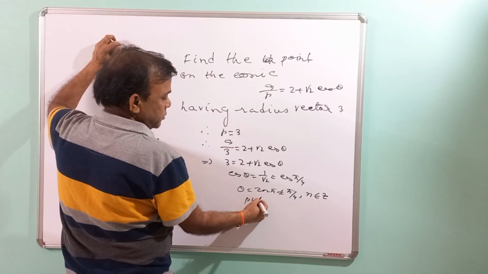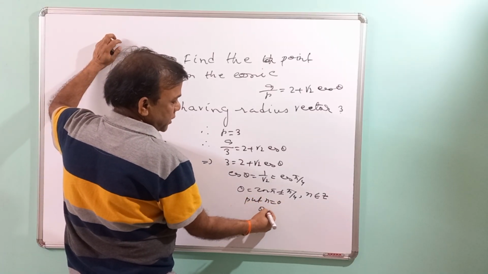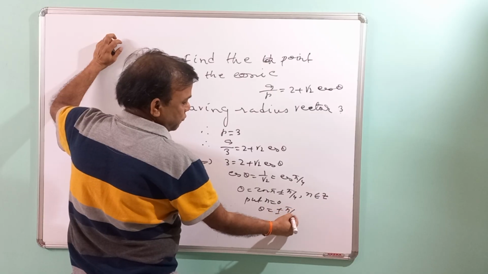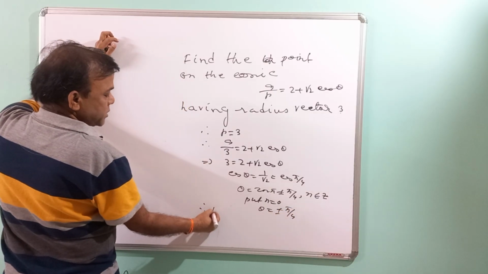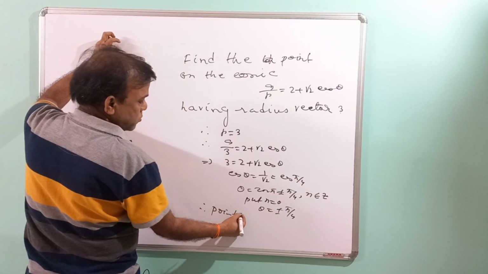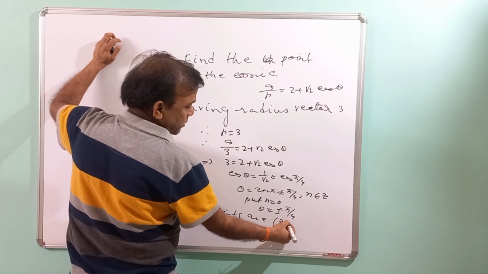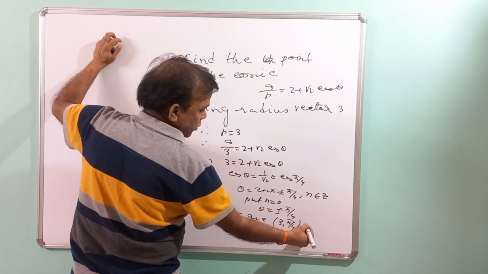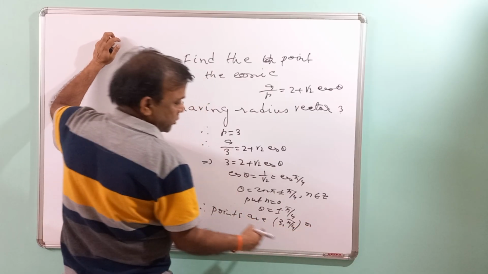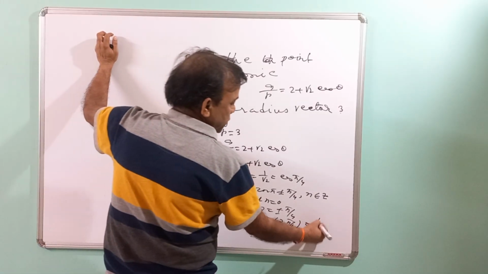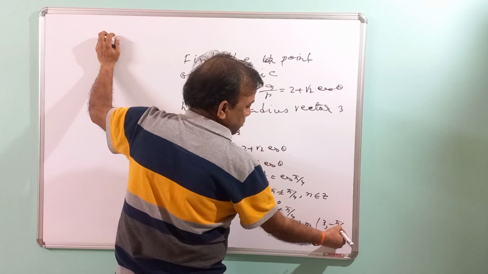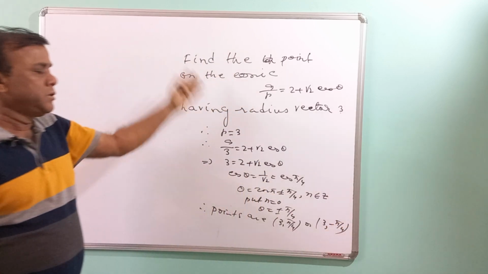Put n equal to 0. Therefore theta equal to plus minus pi by 4. Therefore the points are either 3 comma pi by 4 or 3 comma minus pi by 4. Okay, very easy to solve.